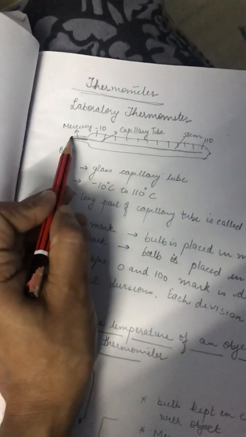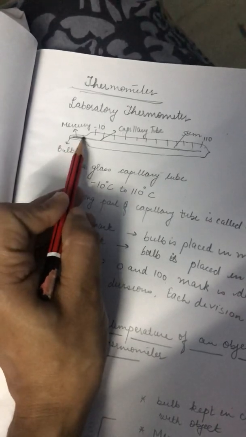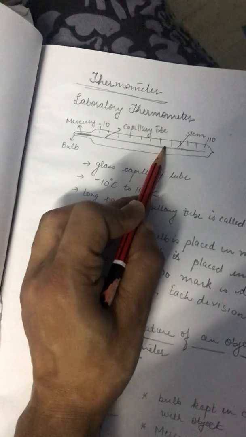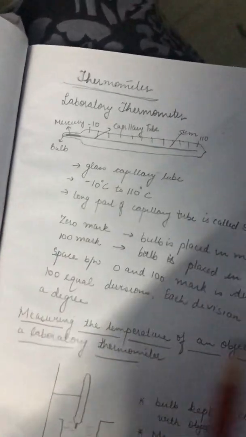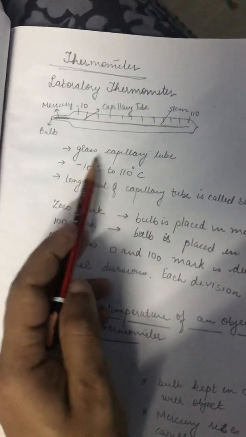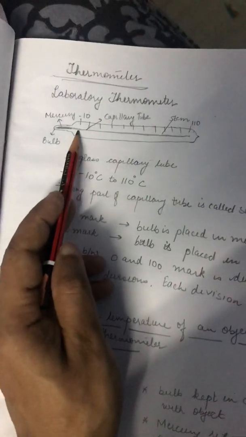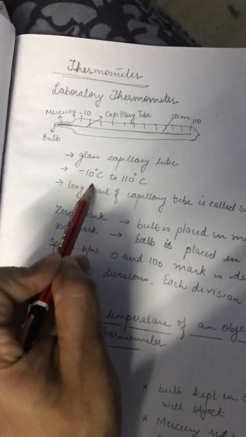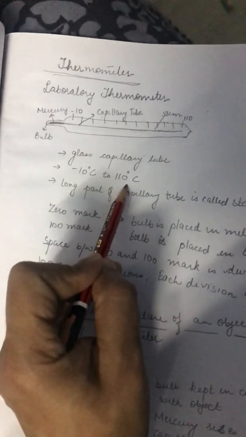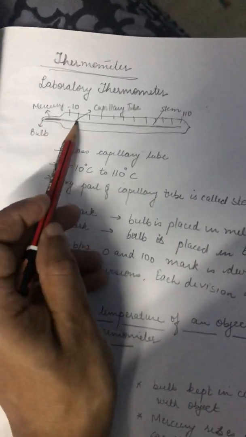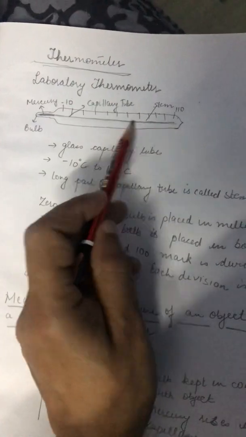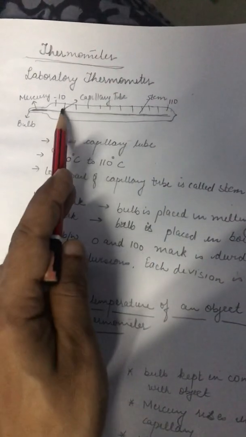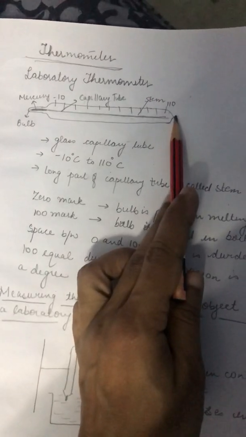This is known as the bulb. The mercury level rises in it as the temperature rises. Then the stem: it has a glass capillary tube in which the mercury flows. This whole long part of the capillary tube is known as the stem, and the markings of the reading are from -10 to 110 degree.